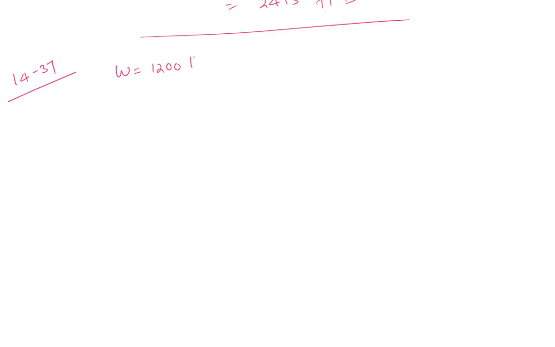Okay, so first we're given that the ball weighs 1200 pounds. And velocity is 4 feet per second. The distance is 9 inches. That's equal to 9 over 12 feet. That's 0.75 feet.